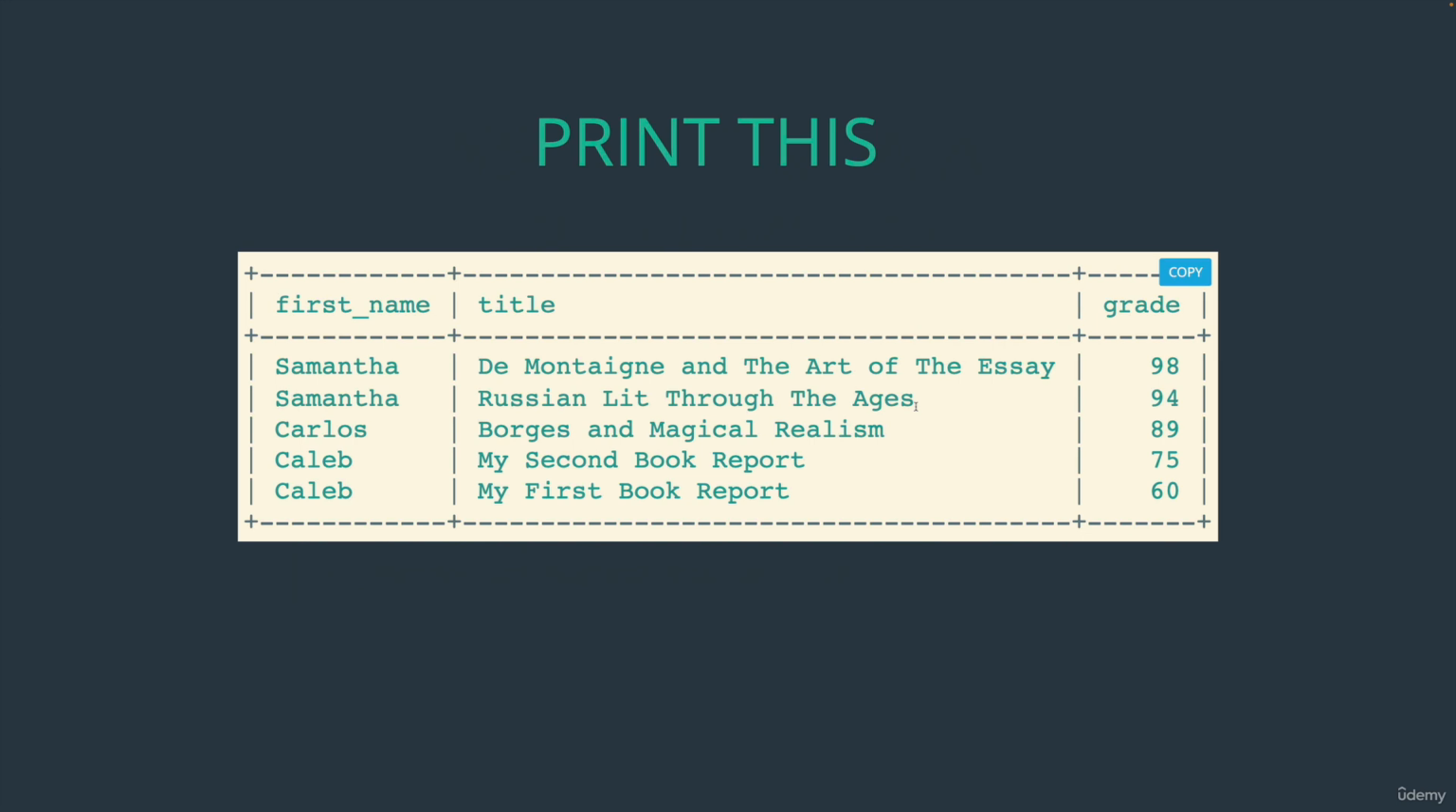So we need to generate this result where we have first name, title, and grade, where it's every student that wrote a paper with the paper's grade and title. So this is an inner join. This is going to be an inner join using students and papers, so only two tables, based upon the student ID and the foreign key student ID.